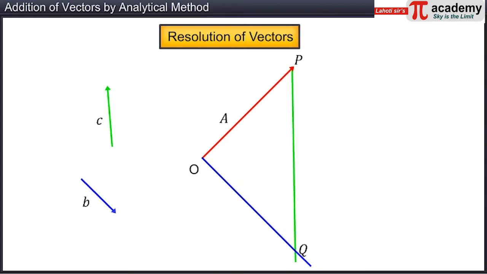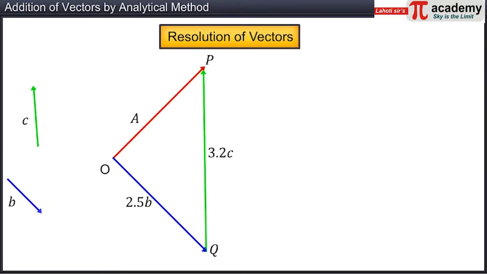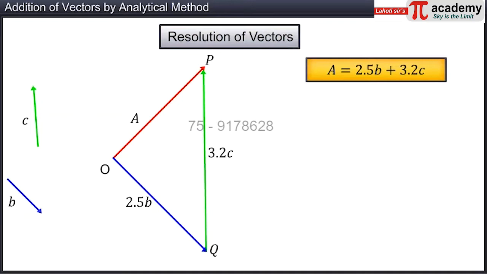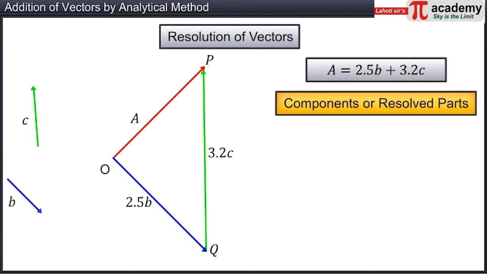On the line OQ, display an arrowhead at Q. Similarly, on the line QP, display an arrowhead at P. In this case, the length of the line OQ is 2.5 times the length of B, and the length of the line QP is 3.2 times C. Hence, from the triangle OPQ, you can write A is equal to 2.5 times B plus 3.2 times C. 2.5B and 3.2C are known as the components or resolved parts of A along the directions of B and C.